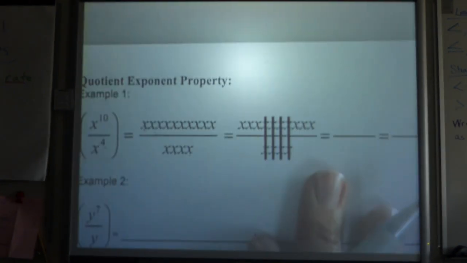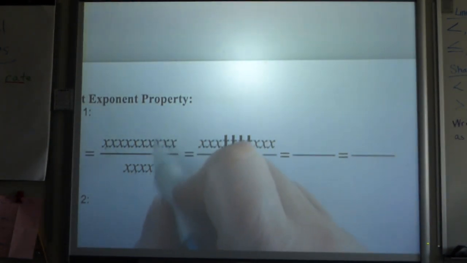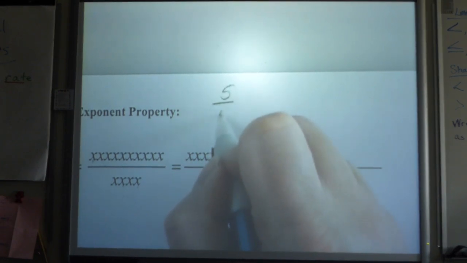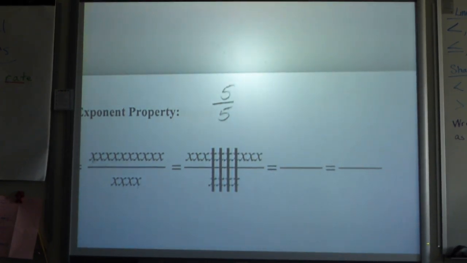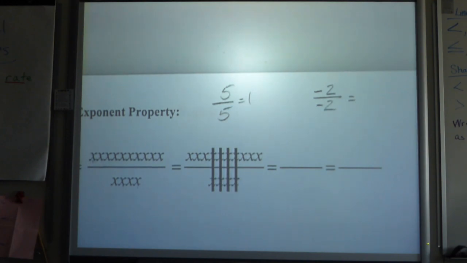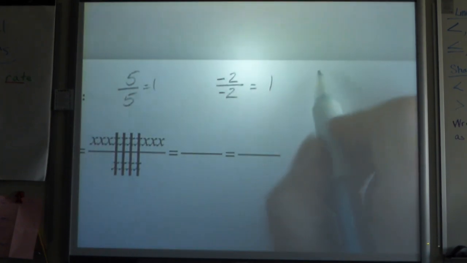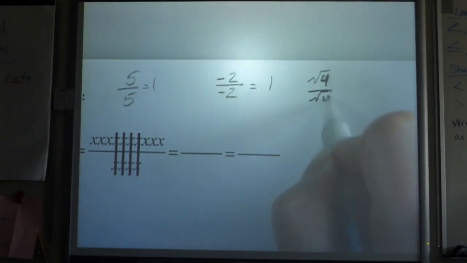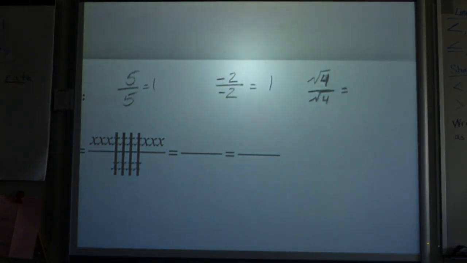Now, if you think back to your elementary arithmetic, it doesn't matter what x is, so just forget about x for a moment. What is any number, let's just say 5, divided by itself? Good. What's any negative number divided by itself? Right, a negative divided by a negative is a positive. Okay. What's any rational number? Let's do root 4 divided by root 4. Okay, what's the square root of 4? 2 divided by 2.